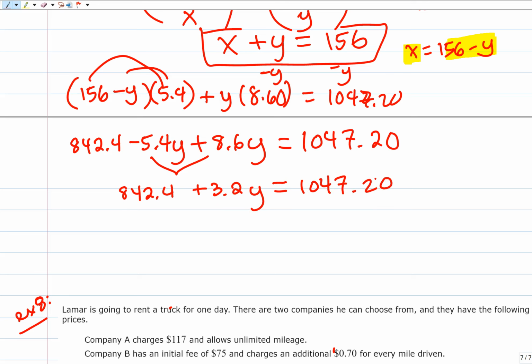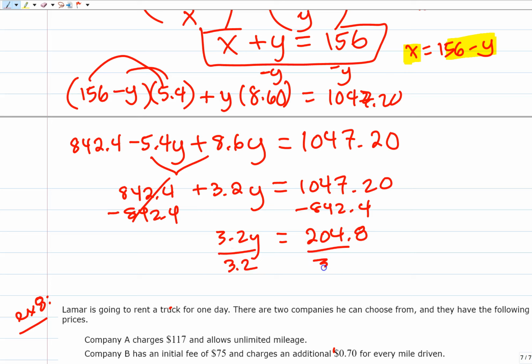All right. Two-step equation. What would you do first? 3.2y is equal to 204.8. Last step. Divide by 3.2. y equals what? Awesome. All done? Wait. What was the question?